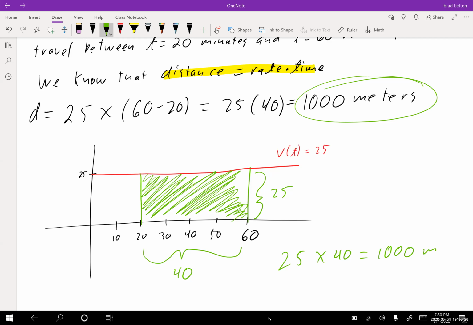And in chapter 6, you could do anything from work. You could find how much work is being done on a spring that oscillates. There's all kinds of applications of area under a curve. Honestly, there's just too many. You could do probabilities. There are so many different applications.